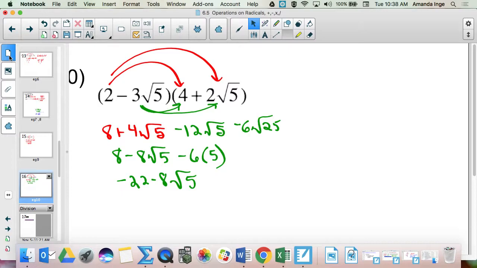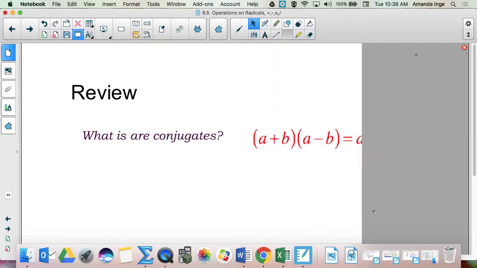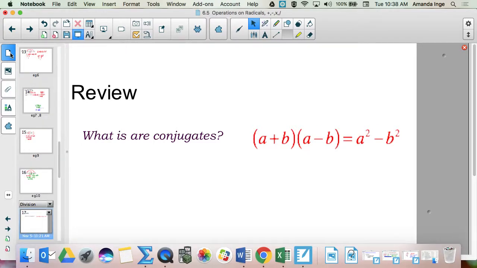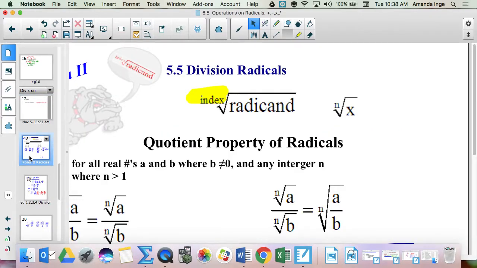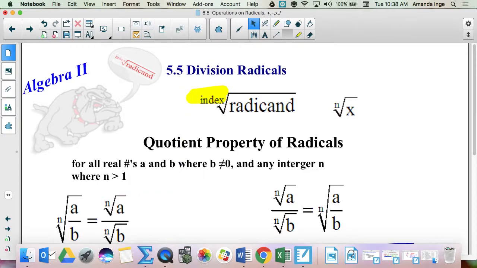All right, so on to division. Okay, what are conjugates? A plus B, A minus B are conjugates. A squared minus B squared is what you get when you multiply two conjugates together. Okay, the reason I've said that is because for division, we got to know what conjugates are.